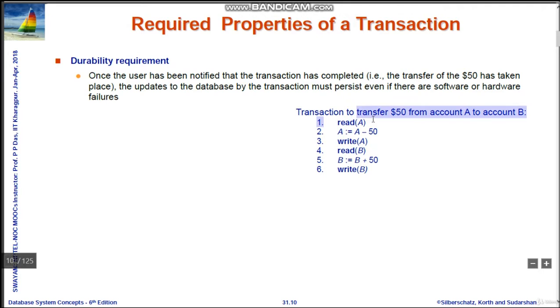You have started your journey from here and you reached here, and at that time your system fails. So what you will do is just roll back to this point, reach the initial state, and start the whole process, the whole transaction, again. So this will remove the inconsistency. Okay, so that's what durability says.